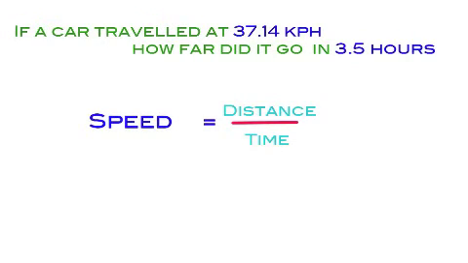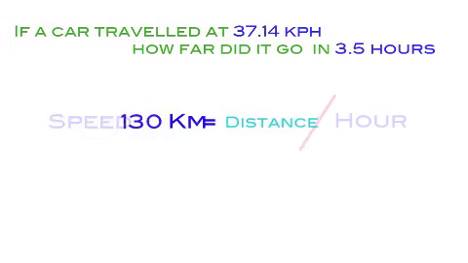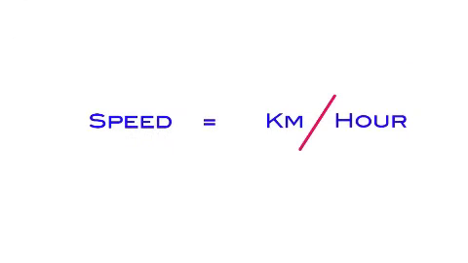Slide the time over the equal sign, so we leave the distance on its own, and therefore we have speed multiplied by time equals distance. Now we pop in the values we know, do the calculation, and we see the distance travelled is 130 kilometers. So you'll see we can rearrange or manipulate the formula as long as we keep the whole thing balanced.